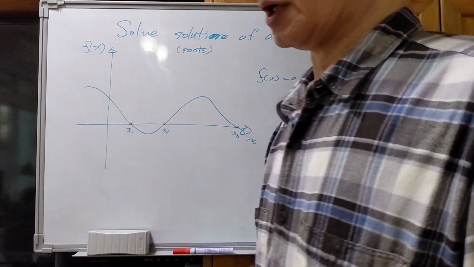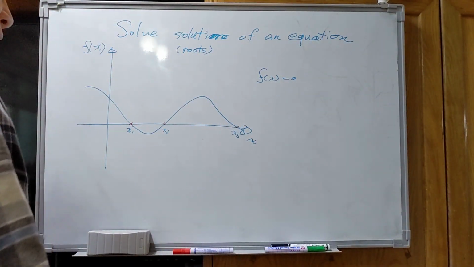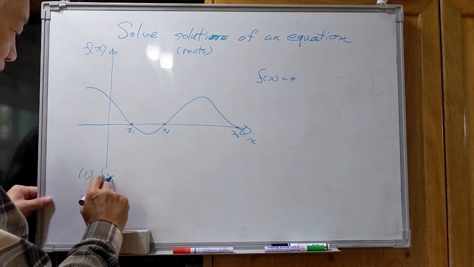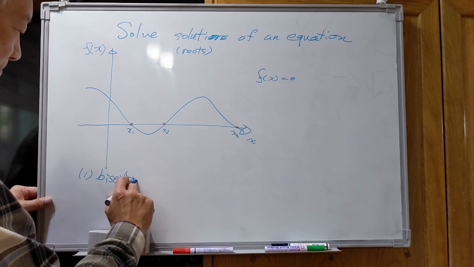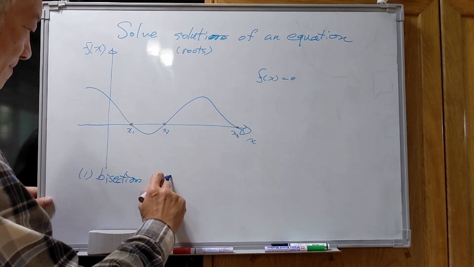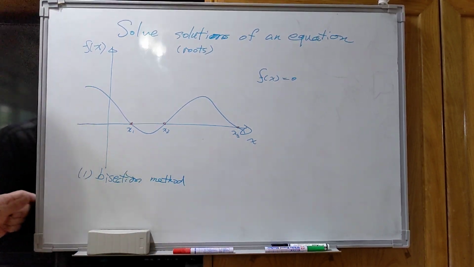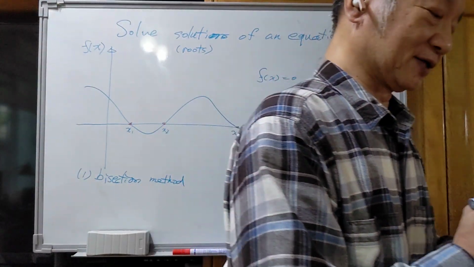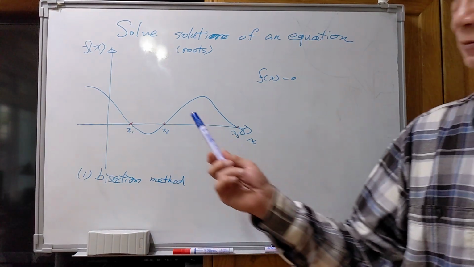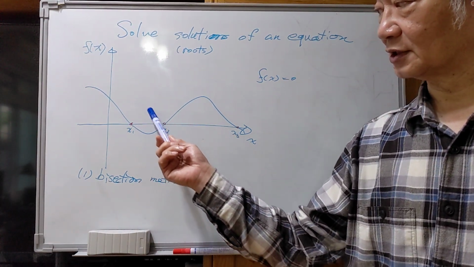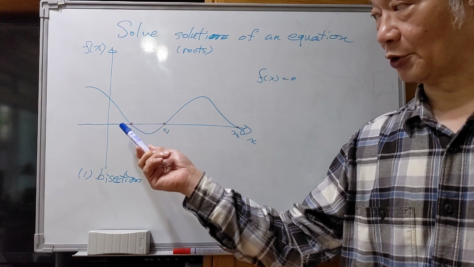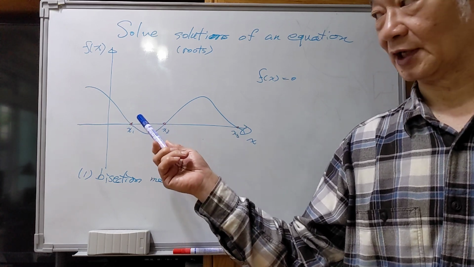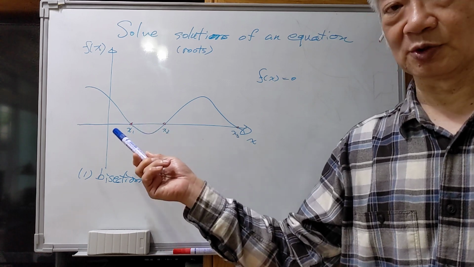And how can we solve the roots of this one? The first method is called the bisection method. For the bisection method, if we know the approximate range, if we can locate a solution in a small range.